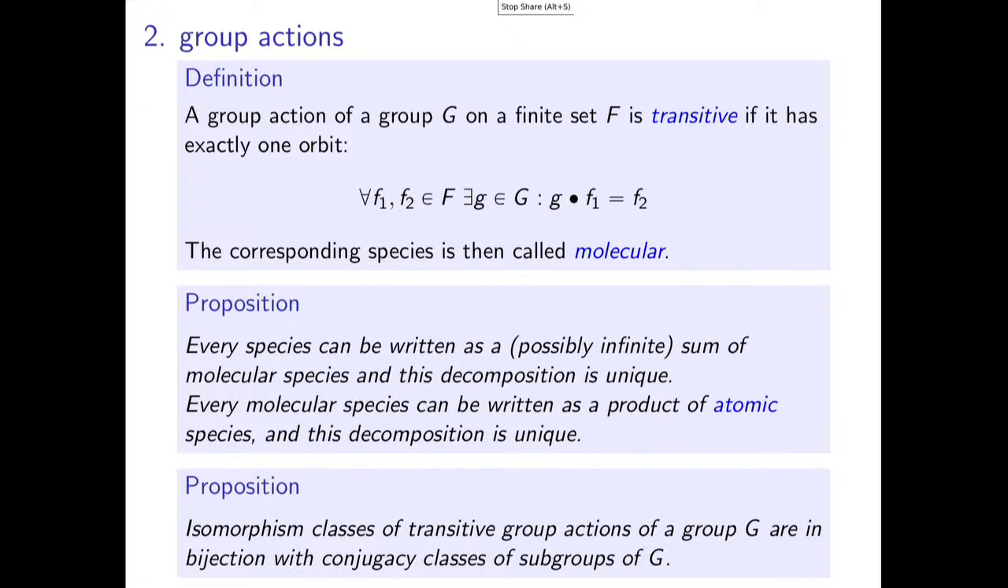Molecular means you cannot write it as a sum, and atomic means you cannot write it as a product. So for example, the singleton species is atomic, and linear orders, x to the power of n without the sum, is molecular. Another case of an atomic species is cycles. Permutations is not molecular because you can write it as a product, and even as a sum.